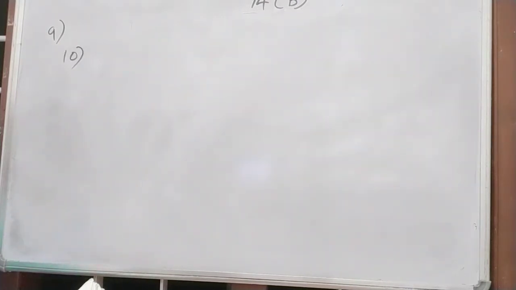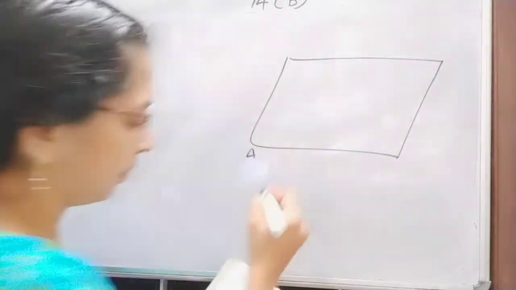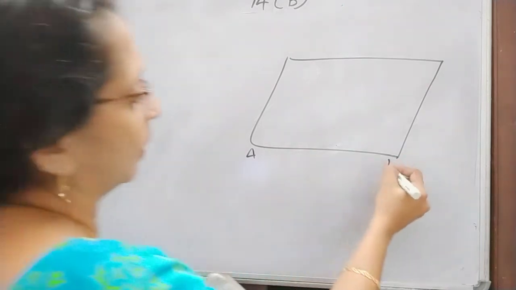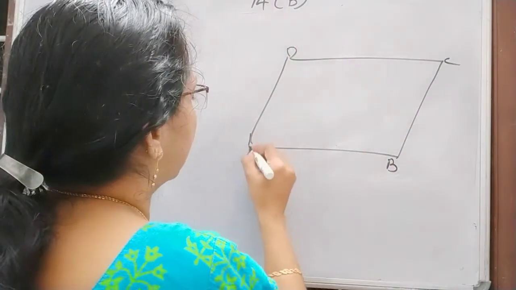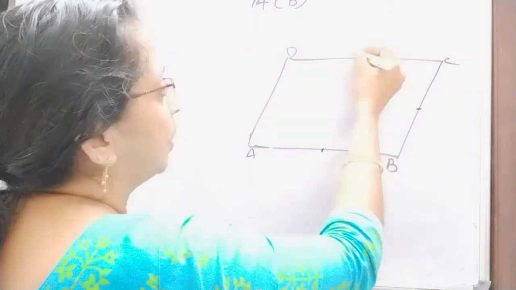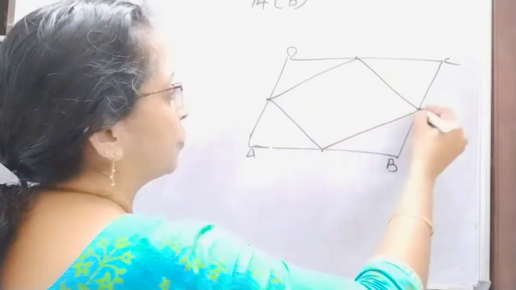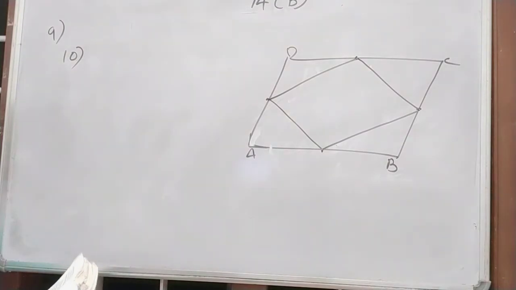10th question. Negative 2, 4; 4, 8; 10, 7; 11, negative 5 are the vertices of a quadrilateral. So let it be a quadrilateral like this. ABCD points are given. ABCD is a quadrilateral. Show that the quadrilateral obtained on joining the midpoints of its sides, if we join the midpoints of these sides, we will get another quadrilateral. Show that the quadrilateral obtained on joining the midpoints of sides of a parallelogram is a parallelogram.